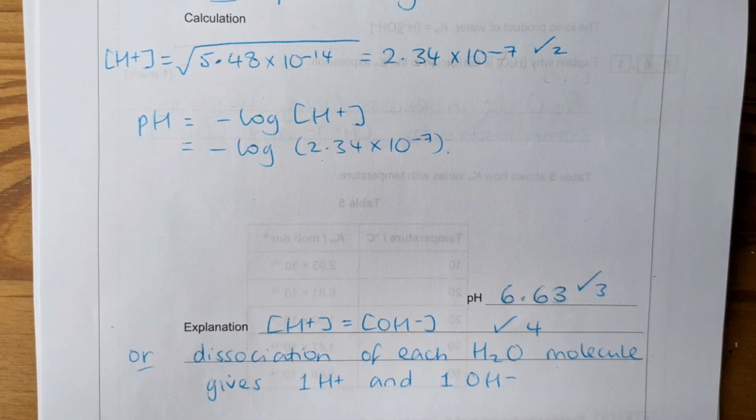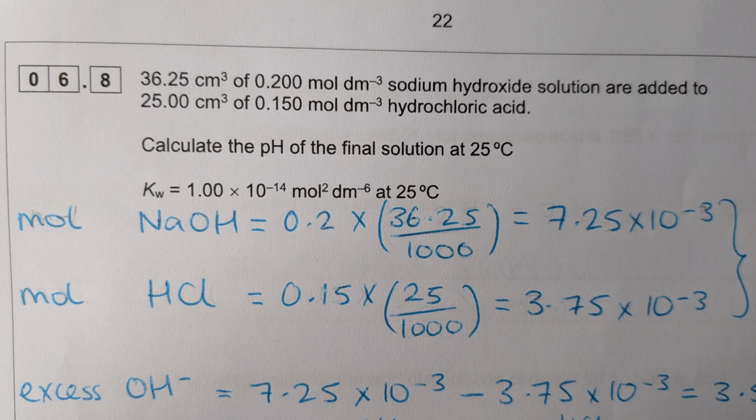For the last part of the question, we have to explain why pure water is neutral at 50 degrees. And anytime you're asked a question like this to do with pure water, it's because the concentration of the hydrogen ions are equal to the concentration of the hydroxide ions. This next question is a little bit different.